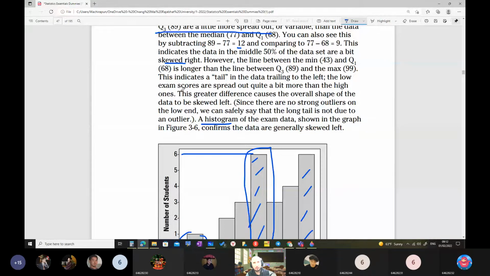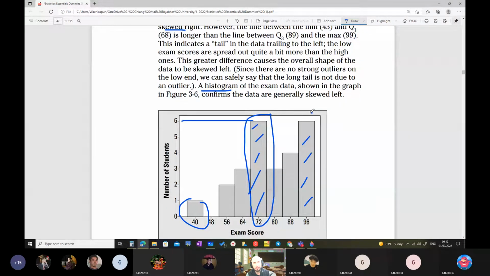The low exam scores are spread quite a bit more than the high ones, right? So the high ones are stuck here. It means more people are understanding the material, more students.